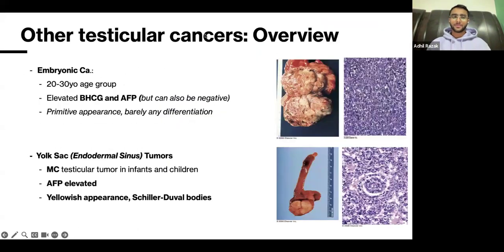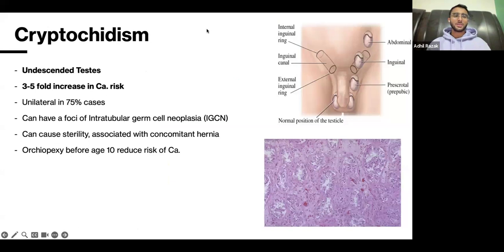And that's what our next slide is on. So cryptorchidism, it's undescended testes. It increases the risk for testicular cancer. Yeah, so the left side, 1 second.